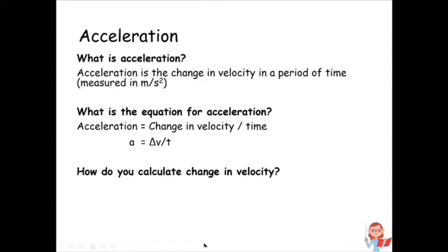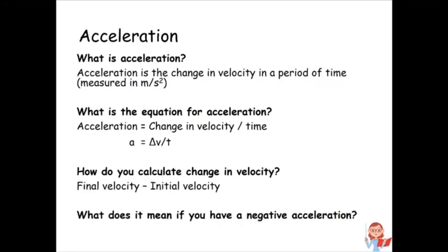How do you calculate a change in velocity? It's the final velocity minus the initial velocity. And what does it mean if you have a negative acceleration? The object is decelerating, so it is slowing down.